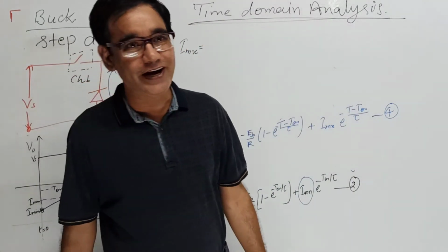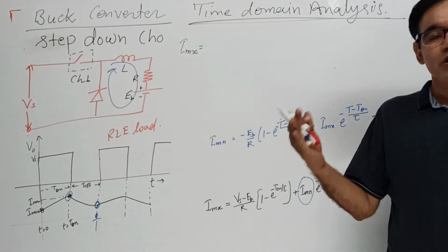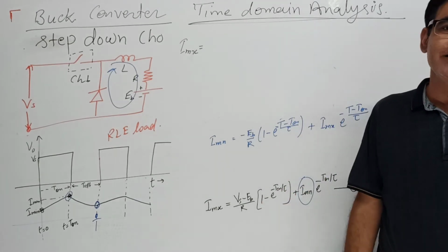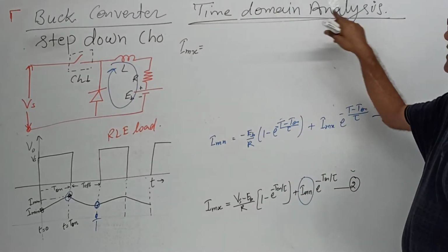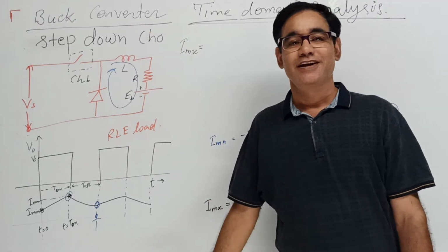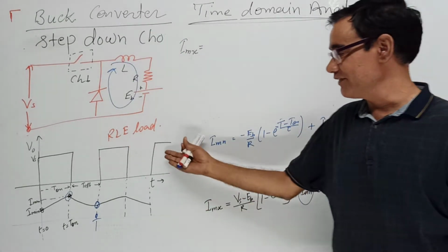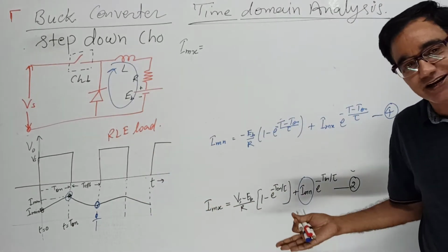We'll try to find out what the variation in the current will take place, what the ripple factor will be in the buck converter. So this is the time domain analysis of the current of the buck converter. This is the waveform, and from the waveform we are doing the time domain analysis.